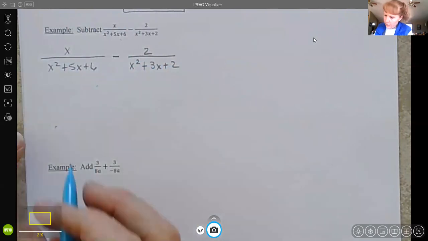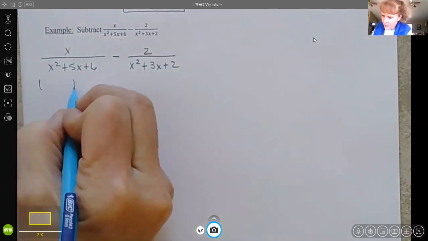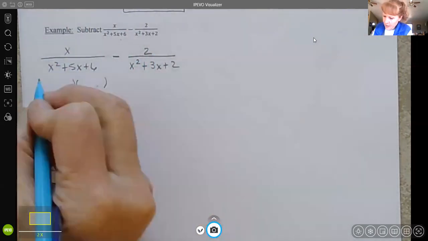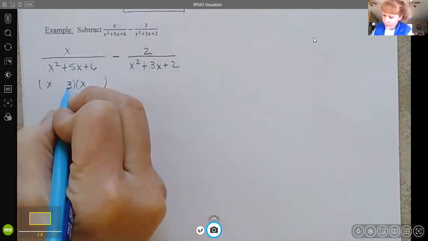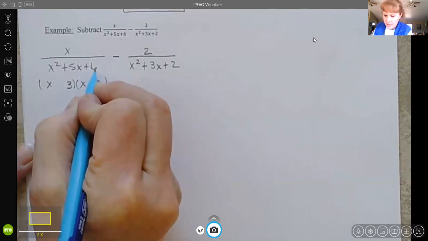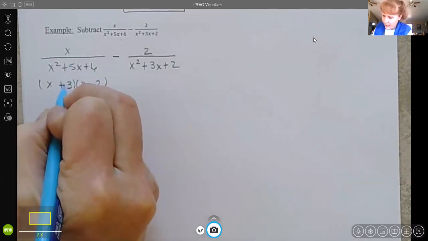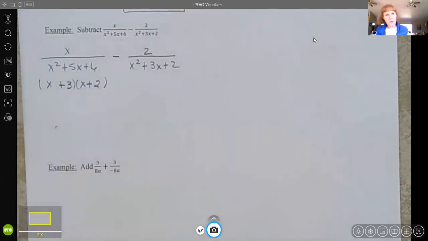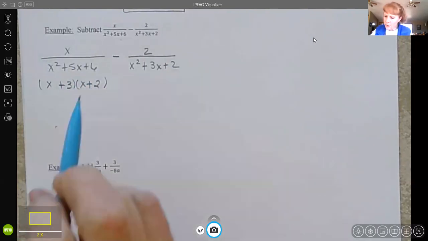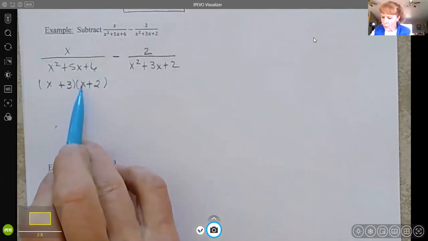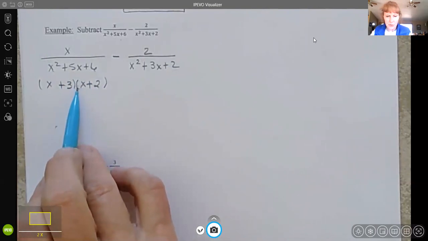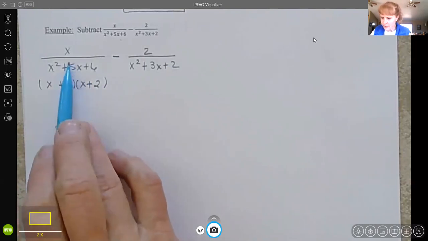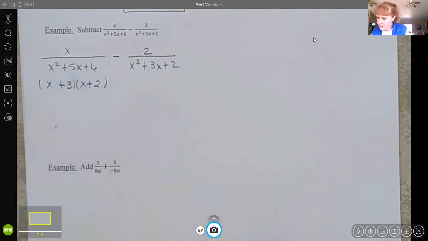Okay, so here, let's go ahead and factor, and I'm hoping that you guys are good at it. x times x gives you x squared. 3 times 2 gives you 6. Added together gives you 5. We want everything to be positive. So when we do the work, we're going to be using this x plus 3 times x plus 2 from now on. Once you've factored it, we just ignore this other part.